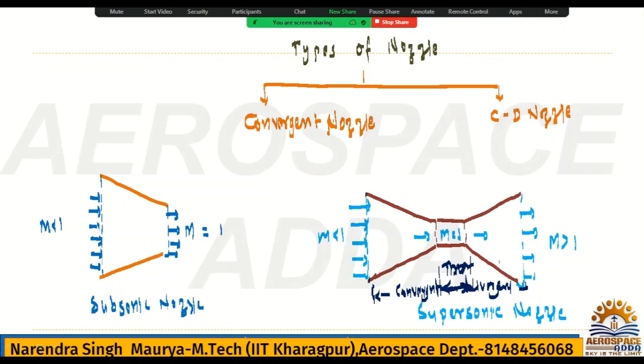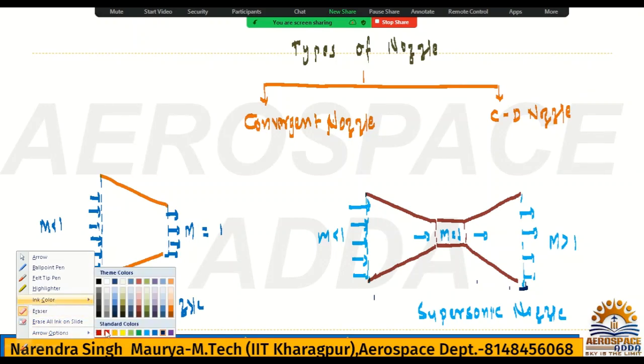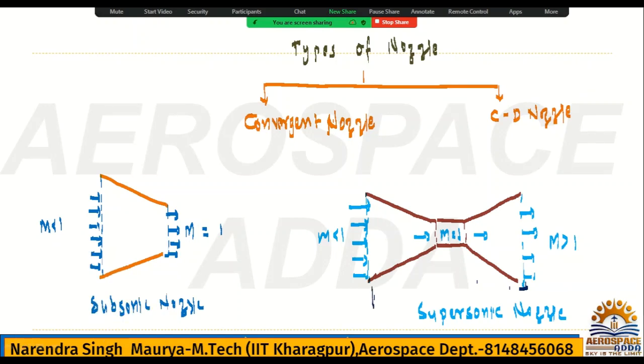All the discussion we already have seen, so not going into detail, otherwise it will take so much time here. Okay, so in short I will write: this portion is nothing but convergent, this is nothing but divergent, and this is what is called the throat, where the area is constant. All right, fine.